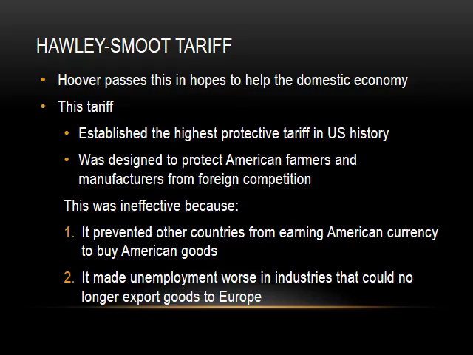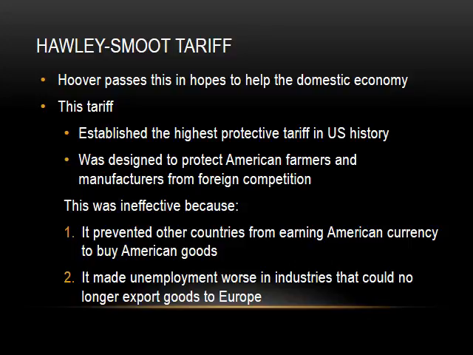In America, whenever there seems to be a crisis, the people usually turn to the president for help. Herbert Hoover, who was elected in 1929, tried to help with the Great Depression by passing the Hawley-Smoot Tariff. He did this in hope of stimulating the domestic economy, or our economy here in America. This tariff did the following.